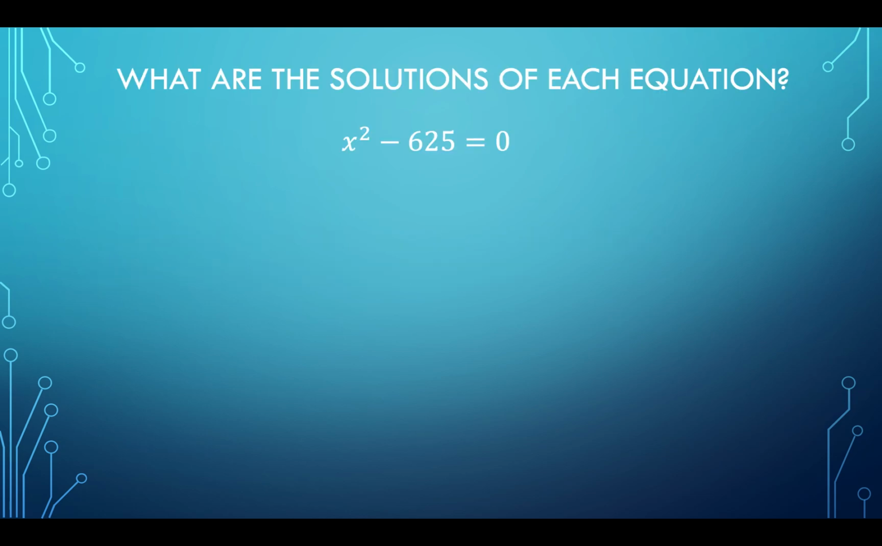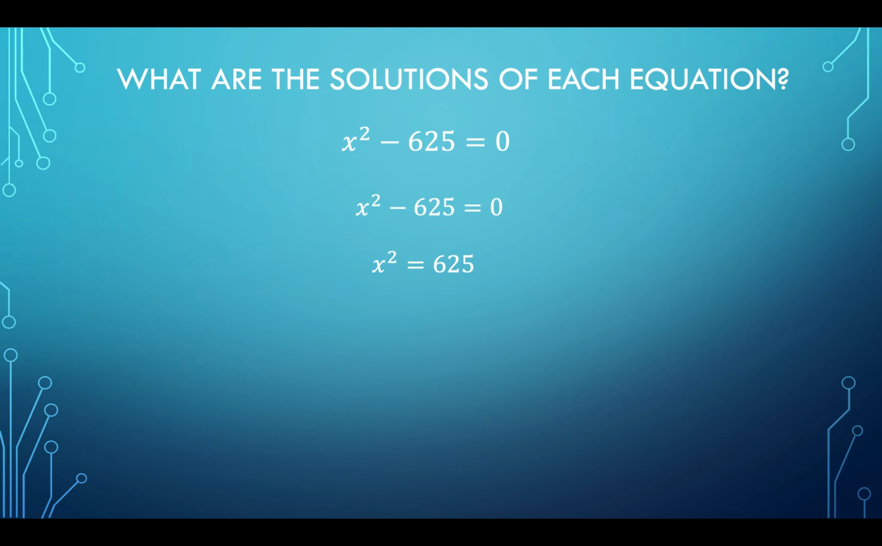So I want to know, what are the solutions of each equation? So here we have x squared minus 625 is equal to 0. Your first step, or your first goal in mind, is to get x squared by itself. How are we going to get x squared by itself? We have to do something with this minus 625. Well, we're going to add 625 to both sides of the equation. And when we do that, we get x squared is equal to 625.